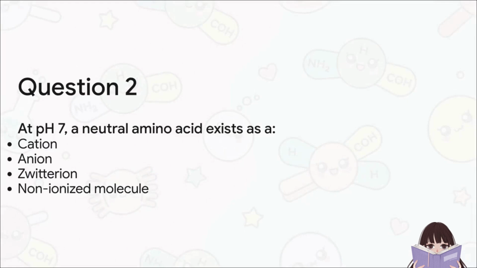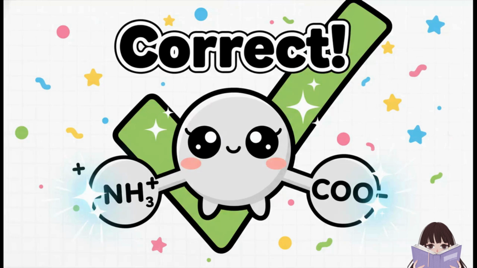And now for question number 2. Think way back to our chat about how pH affects the charge on an amino acid. What do we call its special state when it's sitting at a neutral pH, like 7? If you said zwitterion, you are absolutely right. At that neutral pH, it's carrying both a positive charge on its amino group and a negative charge on its carboxyl group. They're perfectly balanced, giving it a net charge of 0.